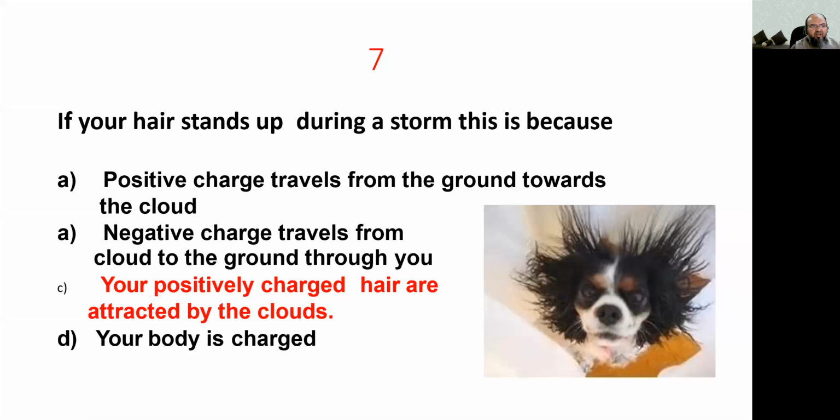Now, as you see the funny picture over here, if your hair stands up during a storm, then this is because of which option? The first option, positive charge travels from the ground towards the cloud. The second option, negative charge travels from the cloud to the ground through you. The third option, your positively charged hair are attracted by the clouds. And the fourth one, your body is charged.